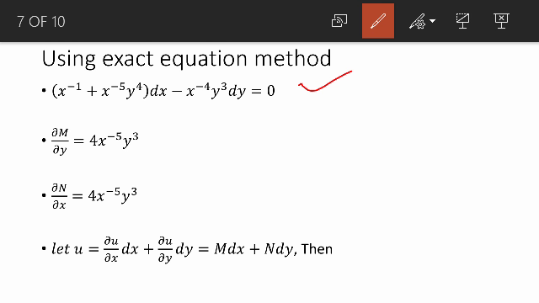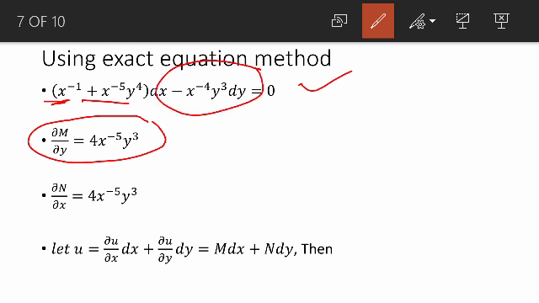Differentiating, the partial derivative of m with respect to y: if you differentiate this with respect to y it is 0, because it's a constant, and the derivative of a constant is 0. But when you differentiate this with respect to y, you get 4x raised to power minus 5 y cube. In the same way, if I pick these two and differentiate with respect to x, that's the n dx. You know, these are m and these are n.